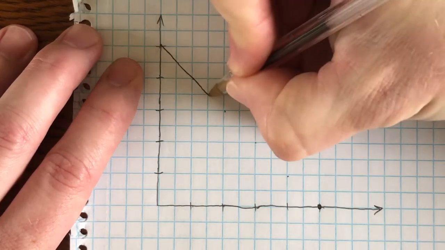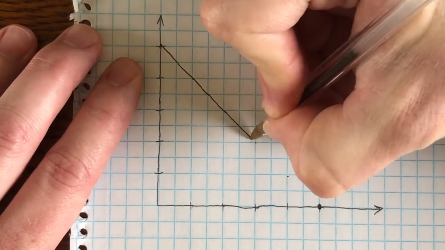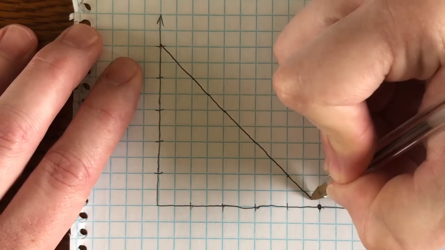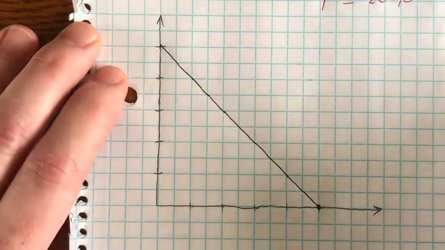I wish I had a straight edge. Somehow my ruler, my straight edge disappeared. And it certainly could not have been one of my kids. It just sort of magically disappeared.